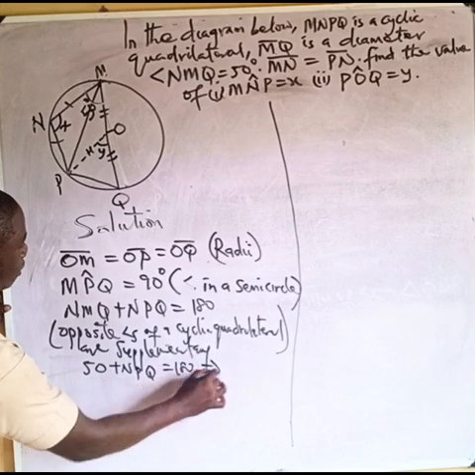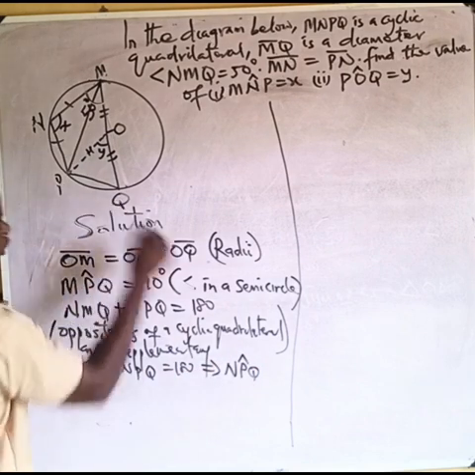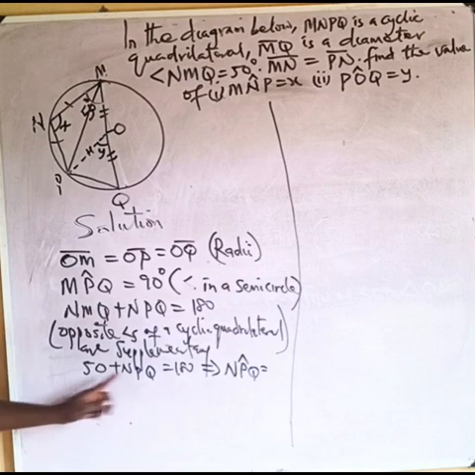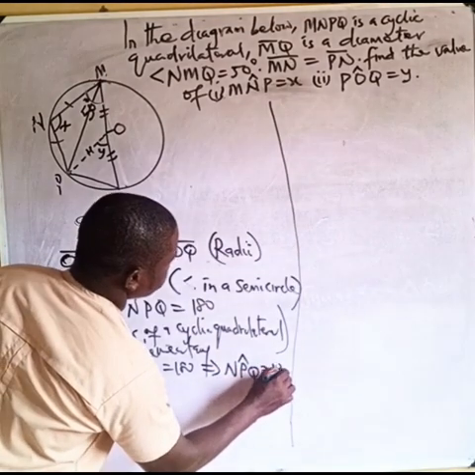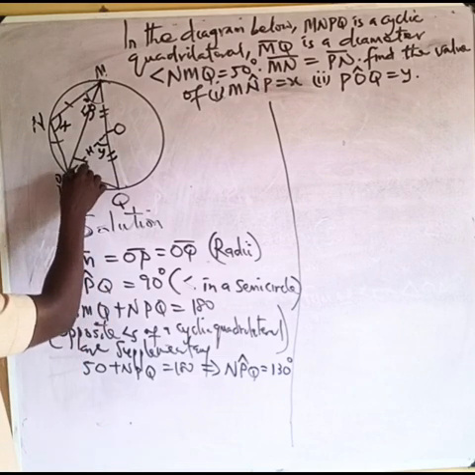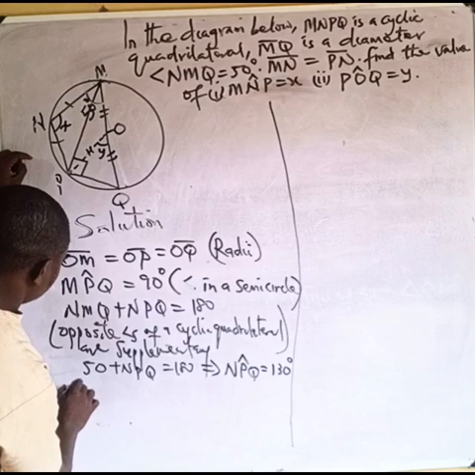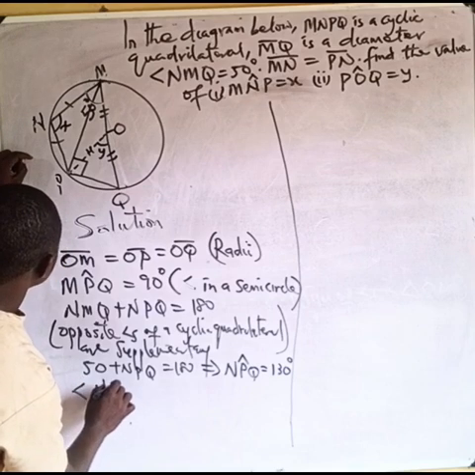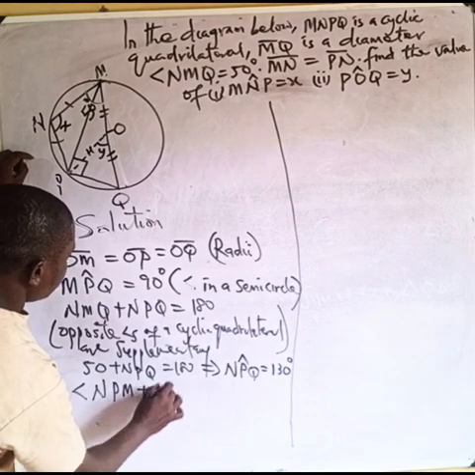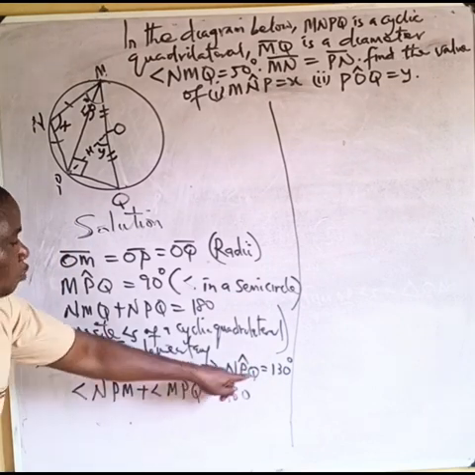That implies NPQ at P is equal to 180 minus 50, which will give us 130 degrees. And remember, we already established that this is 90. So if this is 90, therefore angle NPM plus angle MPQ is equal to 130. That is it, because it's equal to this angle NPQ.